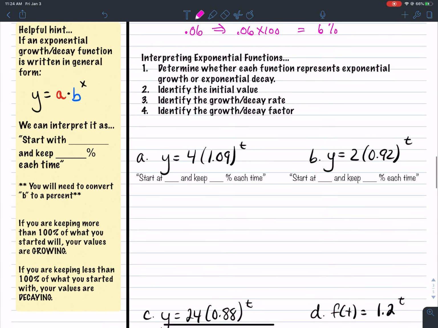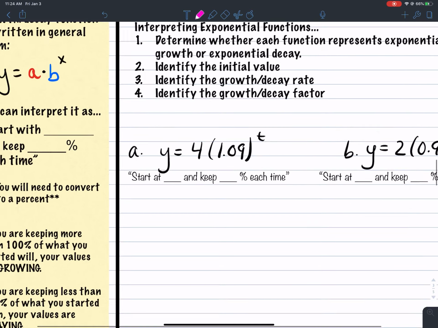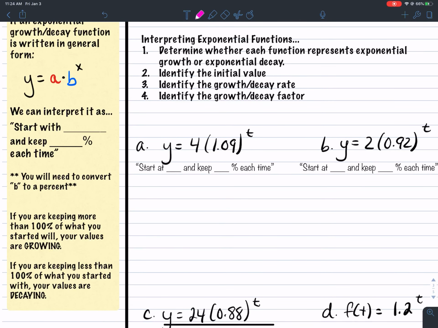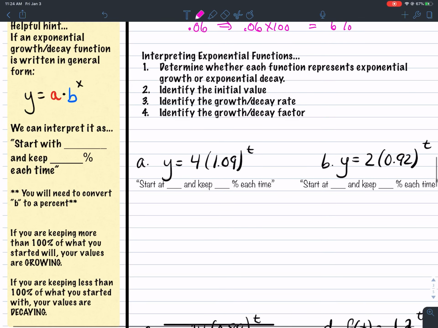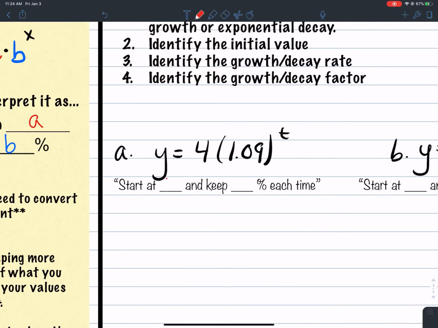So what we're working with here is the way that we want to interpret and then rewrite. Here we can see that we're given general form. One way that I want you to start to interpret general form to help us translate to a growth or decay function is what I have written over here. When you see general form, you can interpret it as starting with A and keeping B% every single time. So if I look at this one, I see my A value is 4 and my B value is 1.09. If I converted that to a percent, if I multiplied by 100, that's 109%. So I'm interpreting this as I'm starting at 4 and keeping 109% each time.